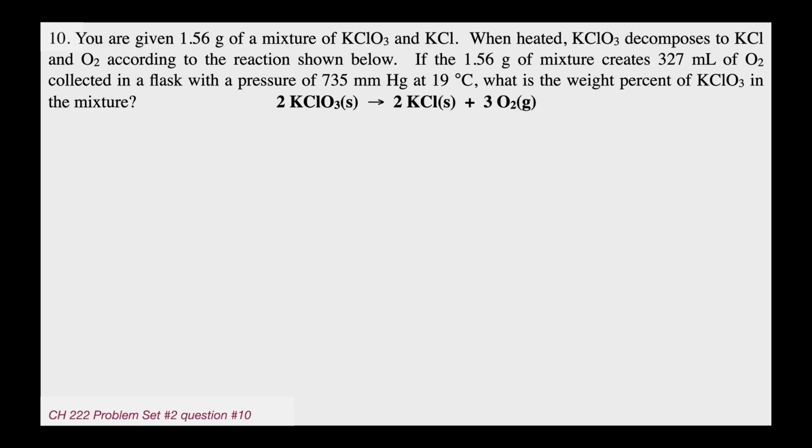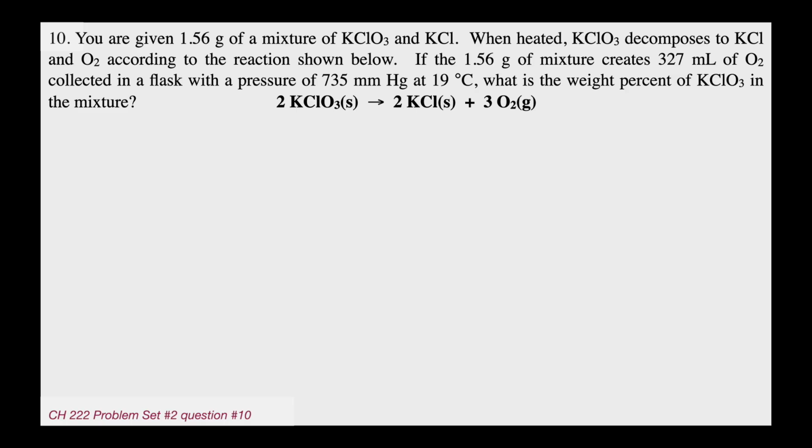You're given 1.56 grams of a mixture of potassium chlorate, KClO3, and potassium chloride, KCl. When heated, the KClO3 decomposes to KCl and O2 according to the reaction shown. Then it says we have 1.56 grams of a mixture, and it gives all this information about oxygen. It's all about oxygen because in the equation you can see oxygen is a gas. We can use this information to calculate the weight percent of potassium chlorate in the mixture.